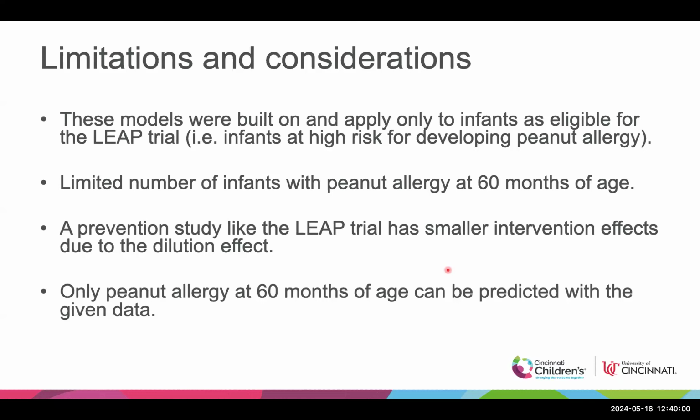There was a limited number of infants with peanut allergy at 60 months of age. So some of the confidence intervals were really large. And this did lead to the dilution effect that I mentioned before, that the intervention effects are small, because even without intervention, there were not that many infants, luckily, that developed a peanut allergy. And we can only predict peanut allergy at 60 months of age. So this could not predict if an infant developed a peanut allergy and outgrew it again by 60 months, or if they develop it later. Because this is the time point that allergy was assessed at, we can only predict if they have a peanut allergy at 60 months of age.